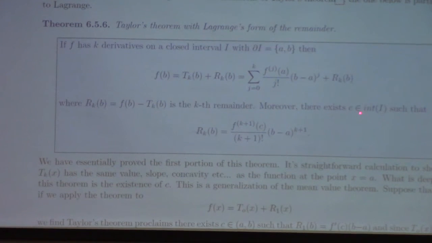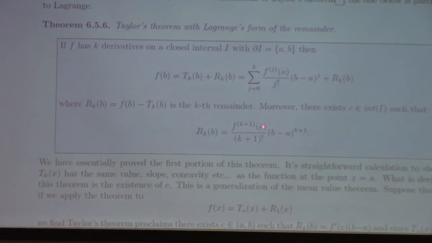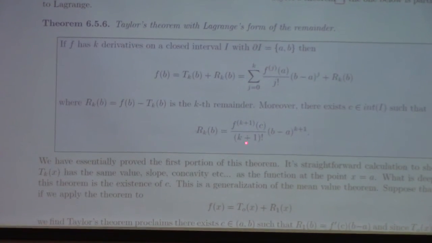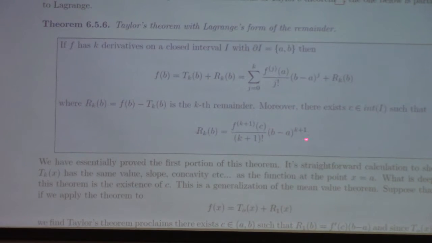Moreover, there exists a c in the interior such that the kth remainder at b is just equal to the value of the (k+1)th derivative at c divided by (k+1) factorial times (b minus a) to the k plus 1. Now I think basically what your textbook has is a equal to 0, and b equals x.